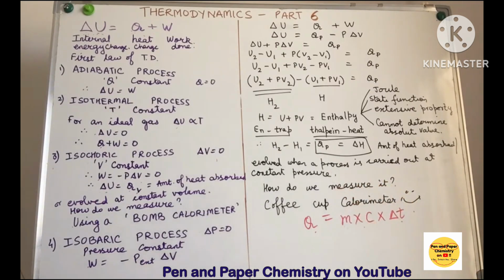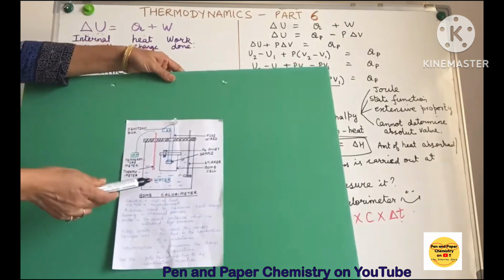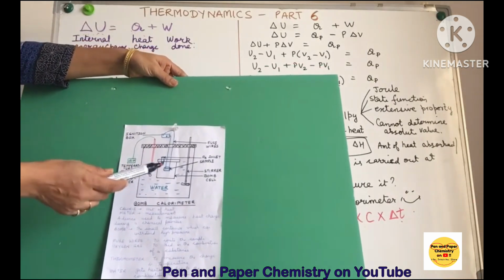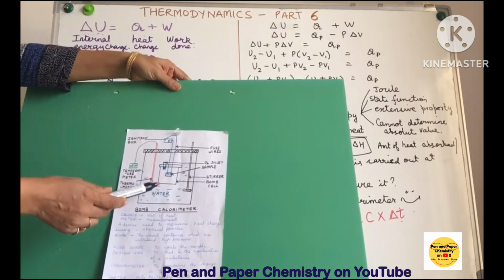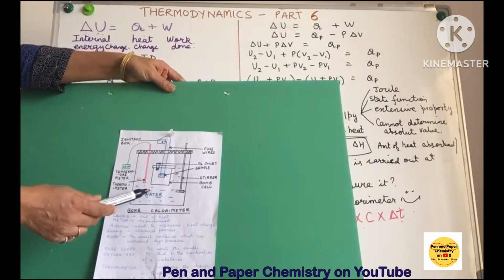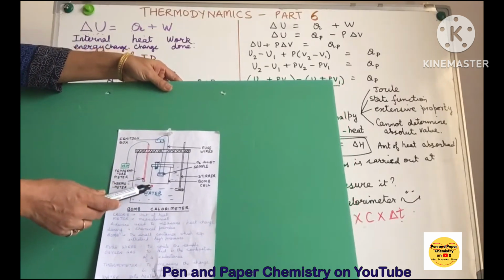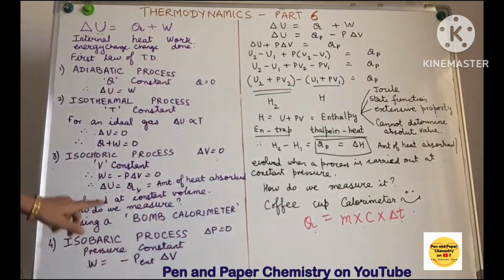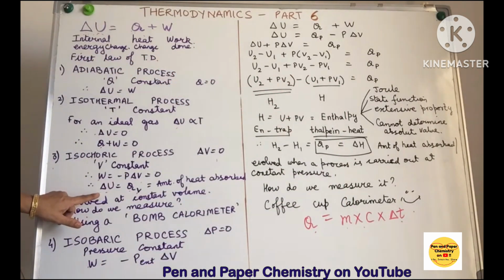We know the specific heat capacity of water. We have measured the change in temperature. We measure the mass of water before we introduce it into the vessel. So this helps us to determine the QV or delta U of this particular reaction.